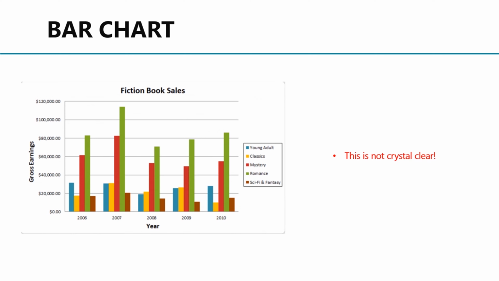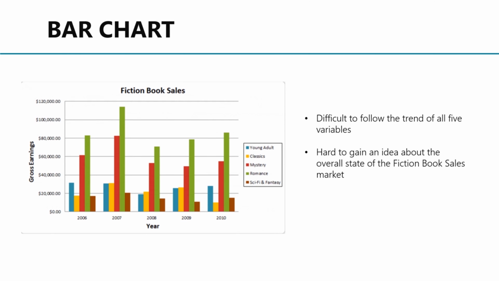Here is an example of a clustered bar chart that is not exactly crystal clear. This isn't a horrible visualization, but it leaves plenty to be desired. First of all, it is difficult to follow the trend of all 5 variables simultaneously, isn't it? Moreover, it is hard to gain an idea about the overall state of the fiction book sales market and how it changed, which was probably what the person who created the chart wanted to show in the first place.